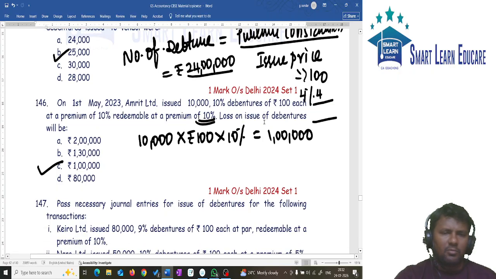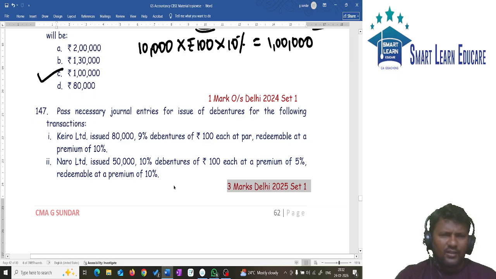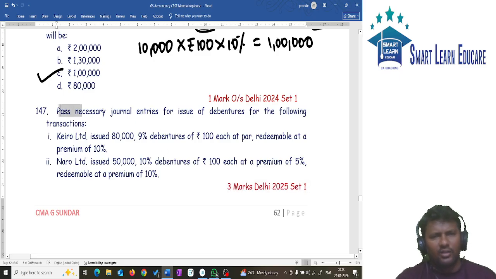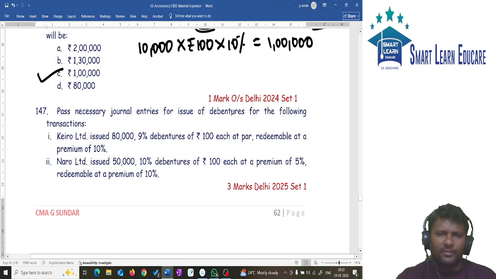Next, question number 147. From this onwards, 3 mark questions started, but still we have a few more 1 mark questions. Okay, first we'll take up this basic question because in many places this question got repeated. It is one of the basic questions, it contains some useful adjustments. Read this question. Pass necessary journal entry for issue of debentures for the following.